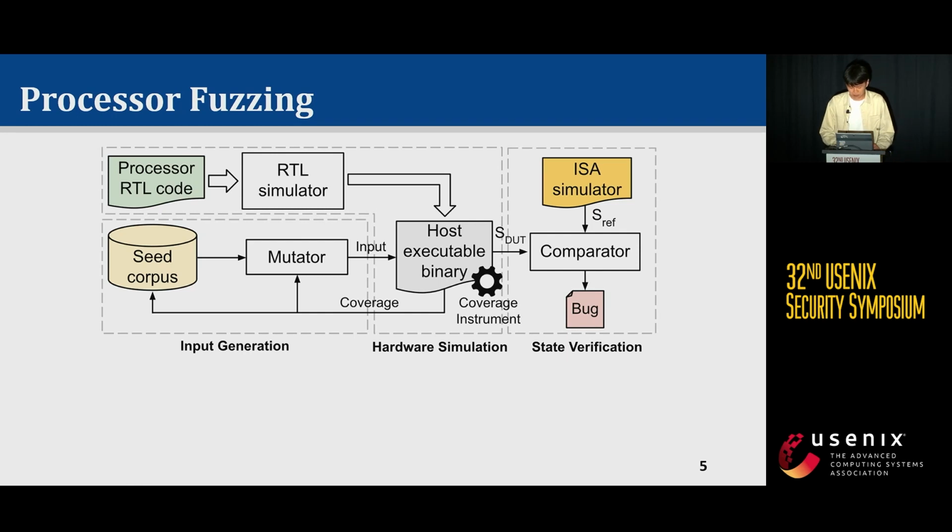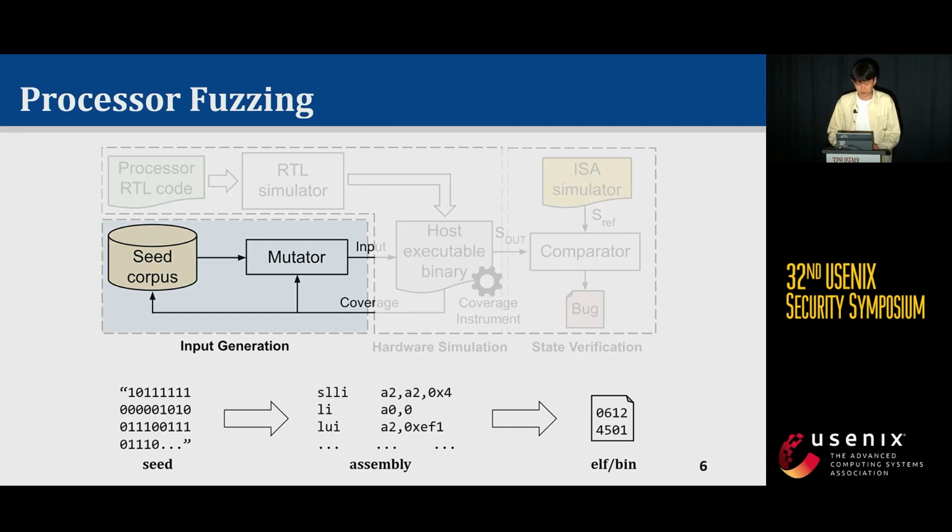processor verification. This diagram shows the basic workflow of processor fuzzing. In the first step, the fuzzer uses the seed to generate a bunch of assembly code as the input of the processor, and the generated instructions are further compiled into a binary that the processor can understand. During the generation, the fuzzer will also mutate the seed or the assembly code to try to explore new paths or logic in the hardware.